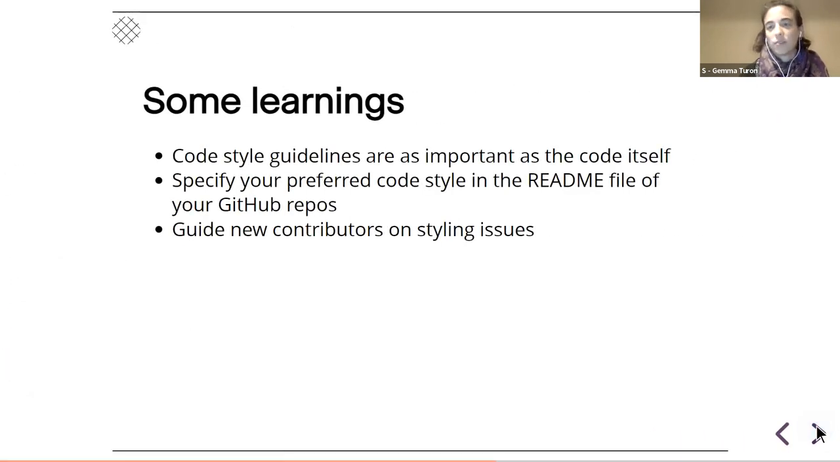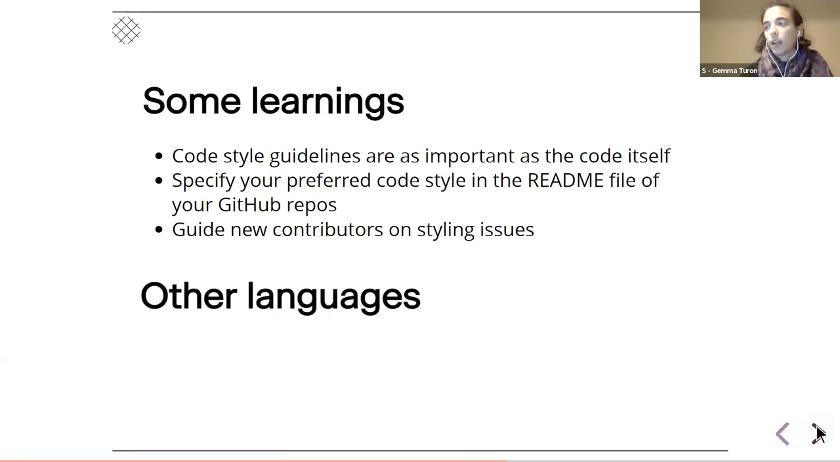So just some learnings or takeaway messages. Code style guidelines are as important as the code itself, I would say. You should specify your preferred code style, which guidelines you are adhering to, in your README files, in your GitHub repo, so that everyone knows when they jump into a new project what code guidelines they should follow. And it's really helpful for new contributors if you can guide them on what is the style that you're using and how to actually apply it.